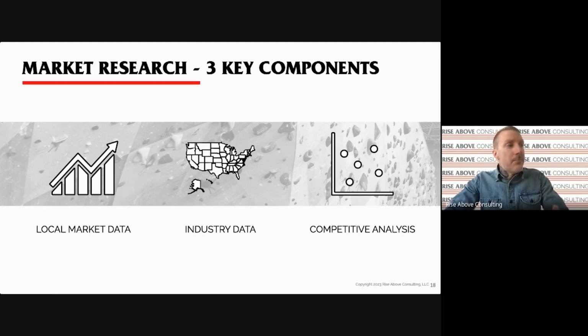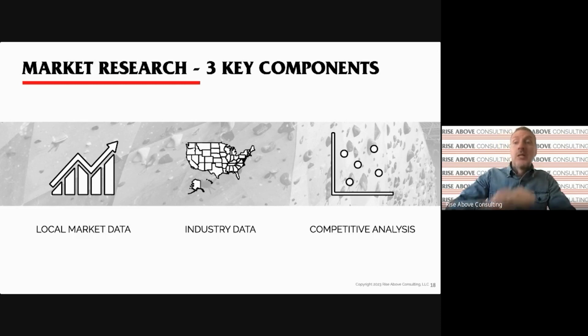And so there's three components really to market research, three main components. You've got your local market data or your target market data, however you want to call it, general industry data, and then you have your competitive analysis. These are really three components that you can't overlook. There may be other components you should add in depending on exactly what your model is going to be, but these are three that you absolutely have to have. And you have to go deep on each of these.